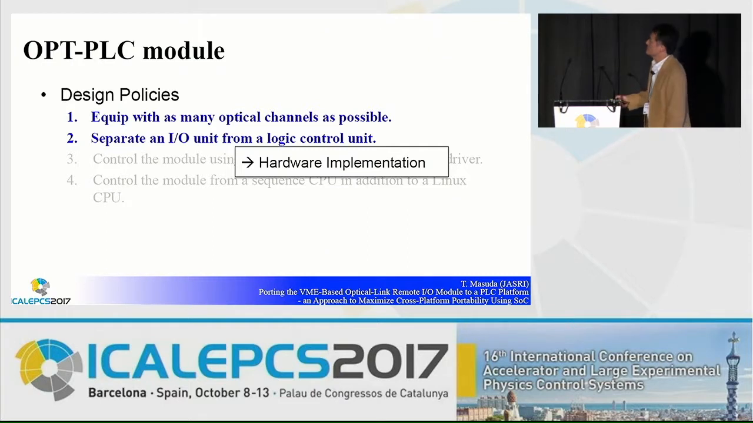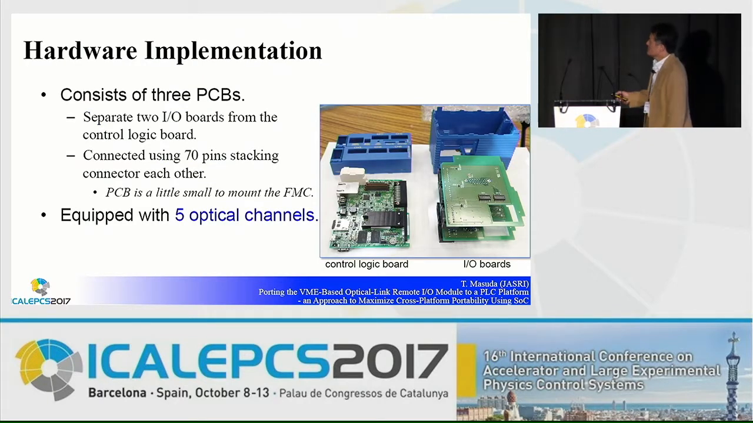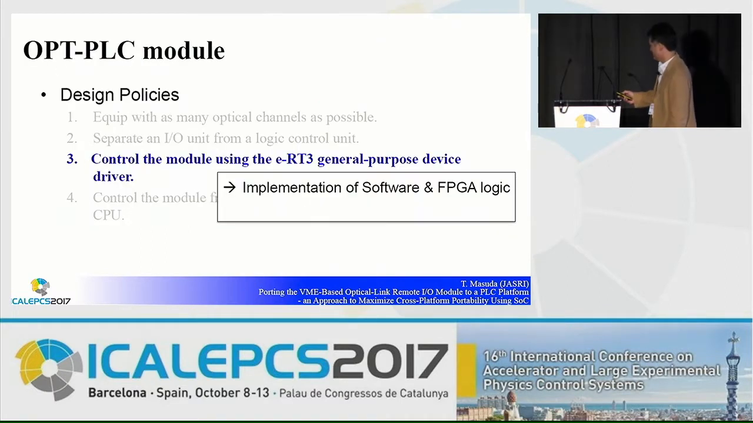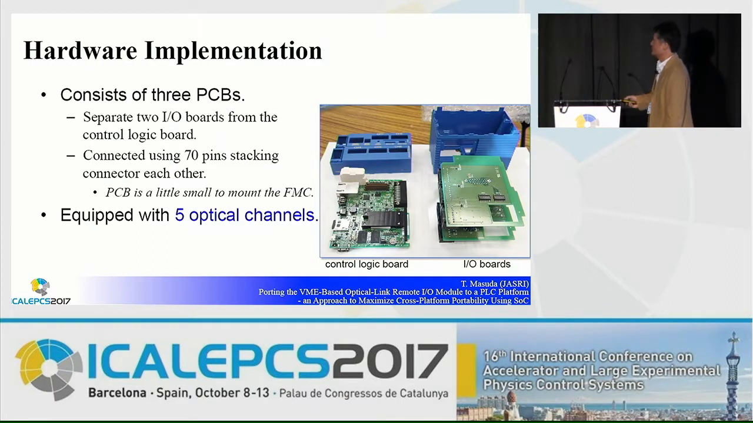Policies 1 and 2 are achieved by hardware implementation. This module consists of 3 PCBs. One is a control logic board, and the others are I/O boards with a total of 5 optical channels. Actually, we would like to use an FMC connector to connect these boards, but the PCB size is a little bit small, so we gave up mounting the FMC.